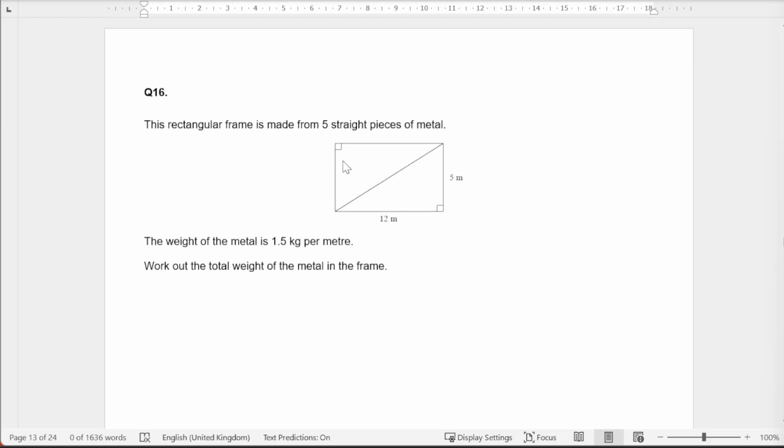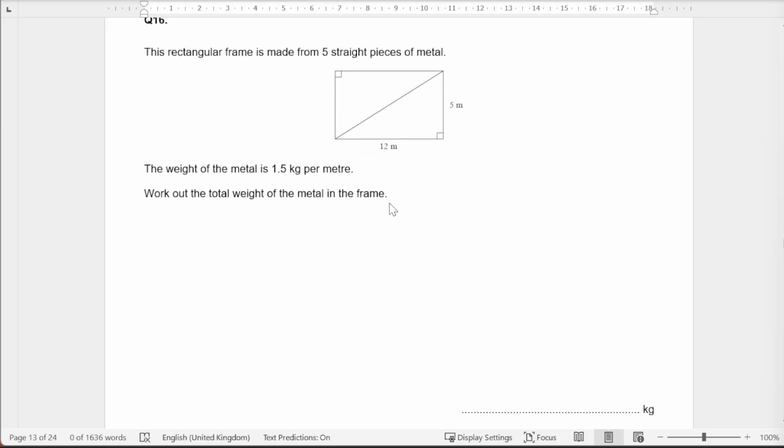Okay, question 16. This was a really tricky question, so I'll break it down for you. When it's broken down, it's not that hard, but you struggle to actually view it in your head. A rectangular frame is made from 5 straight pieces of metal. Visualizing it in your head was the biggest issue here. We've got 5 pieces of metal that make this frame. The weight of the metal is 1.5 kilograms per meter. Work out the total weight of the metal in the frame.